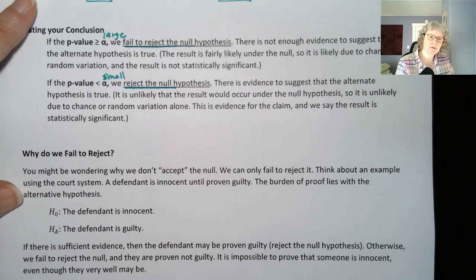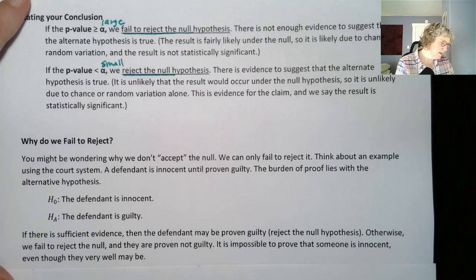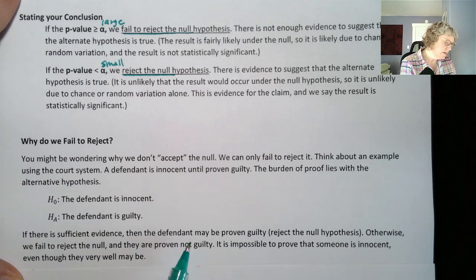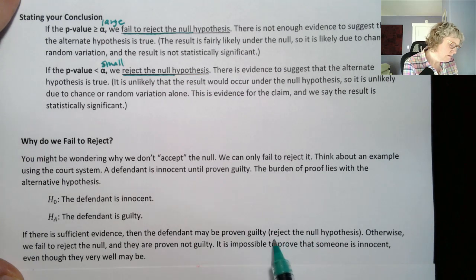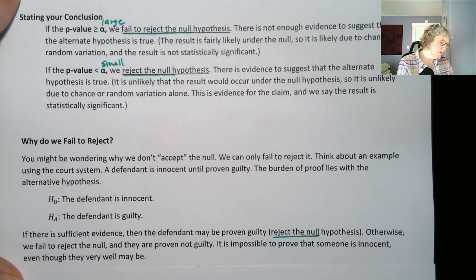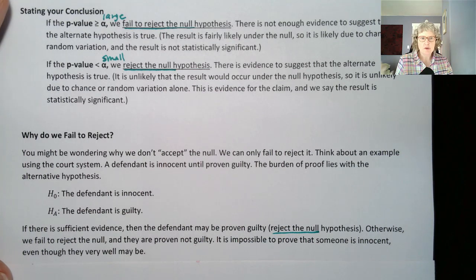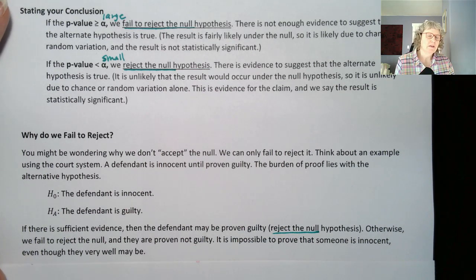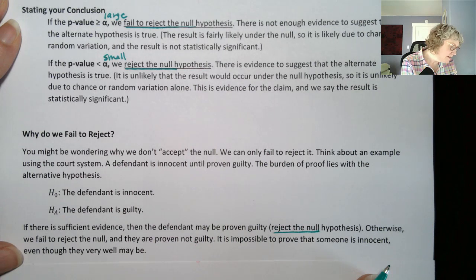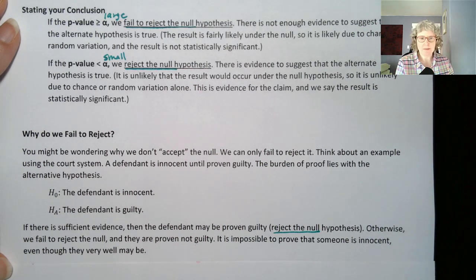Okay, so that's kind of what I wrote down here. If there is sufficient evidence, then the defendant may be proven guilty. In that case, we would reject the null hypothesis. Otherwise, we fail to reject the null and they're proven not guilty. It's impossible to prove that someone is innocent, right? You can't prove the null. You also really can't prove the alternate. That's why we just state the evidence. We say there's evidence for the alternate or there's not enough evidence for the alternate. So it's impossible to prove that someone's innocent even though they very well may be.